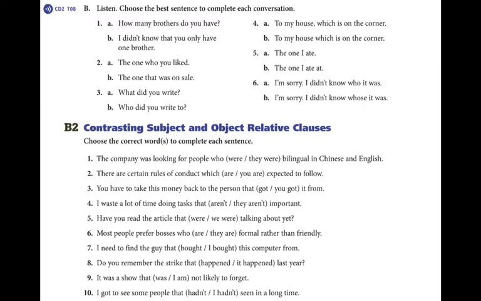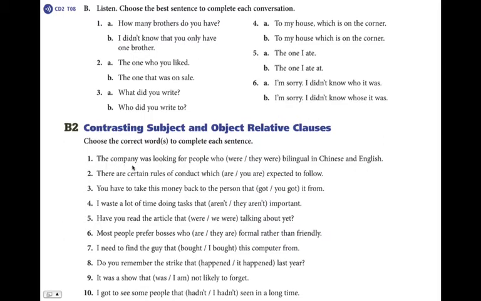In Part B, listen to the dialogue and choose the best sentence to complete each conversation. Of course, after you try it, please check your answers with the answer key. In exercise B2, contrasting subject and object relative clauses, you need to look at the sentence and choose which word or phrase in parentheses to choose for the correct sentence.